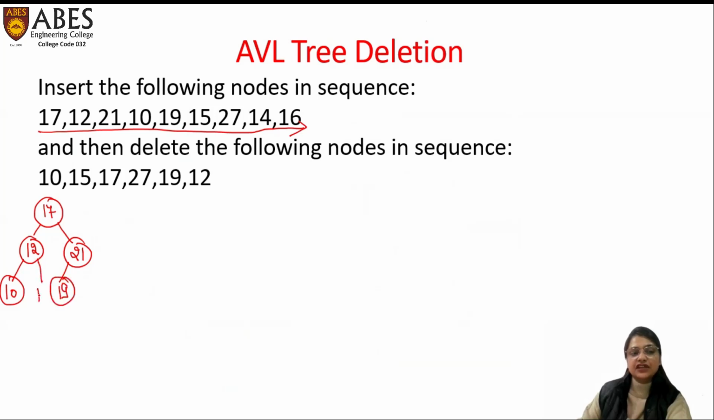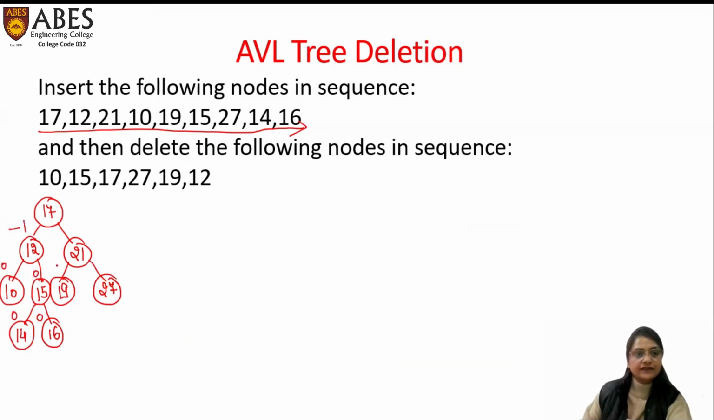Then 15 will come here. It is balanced. Then 27 will go to the right part. It is balanced right now. Then 14 will come here. Then 16 will come here. Now I'll calculate the balance factor of each node.